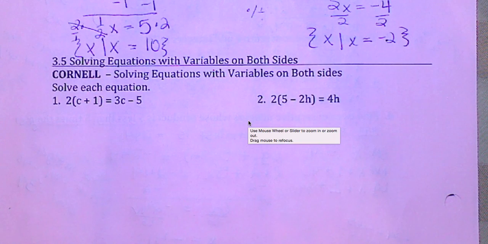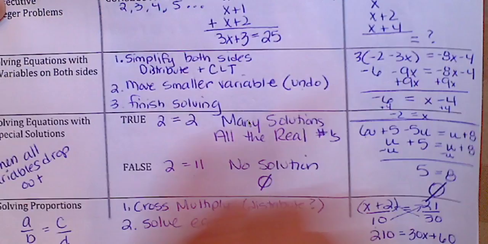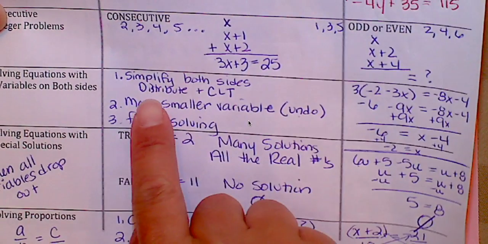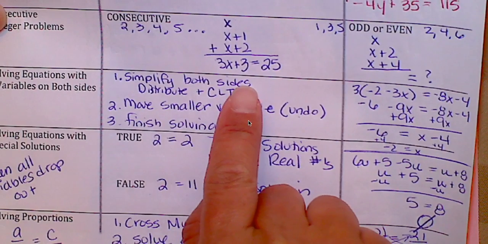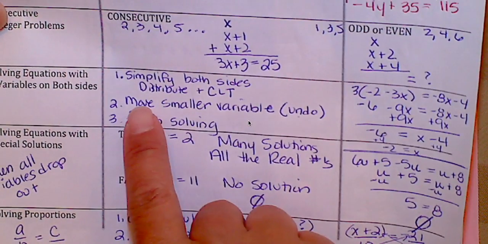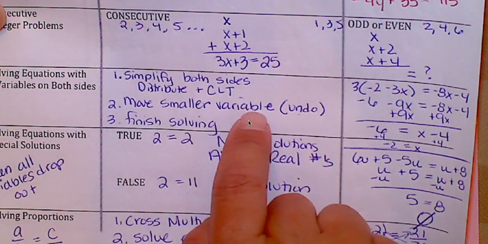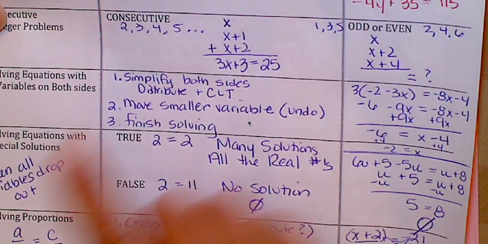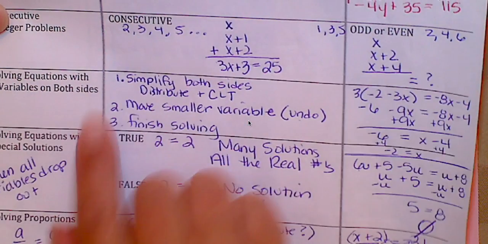Potentially the most challenging types of equations to solve are those with variables on both sides, because they can be tricky sometimes. So remember on our Cornell sheet, we wrote the steps out. The first thing you want to do is simplify both sides, which involves distributing and combining like terms. Once you have done that, make sure that you move the smaller variable by undoing it. And then you can finish solving. So these are the steps we want to follow.